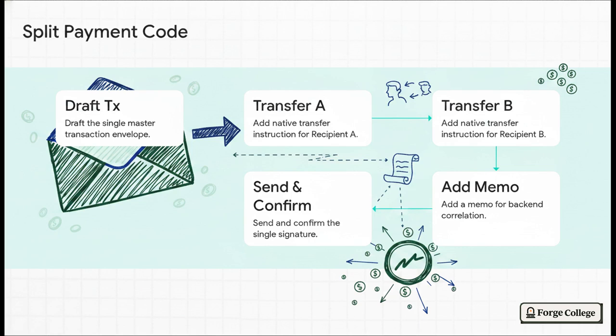Step 1, you draft the transaction. That's your single master envelope. Step 2, you add a native system program transfer instruction for recipient A.